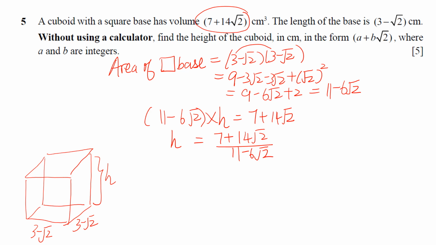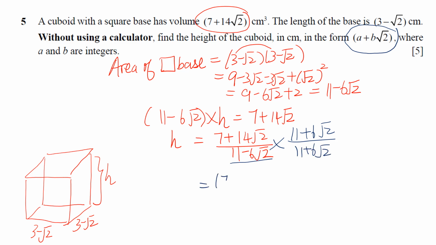And one thing good about this sort of question is that they actually give you the answer and then they tell you that A and B are integers. So if your answers are not integers, then you know there's something wrong with the answer. Alright, so we need to rationalize it with the conjugate surd. The conjugate surd for 11 minus 6 square root 2 is 11 plus 6 square root 2.